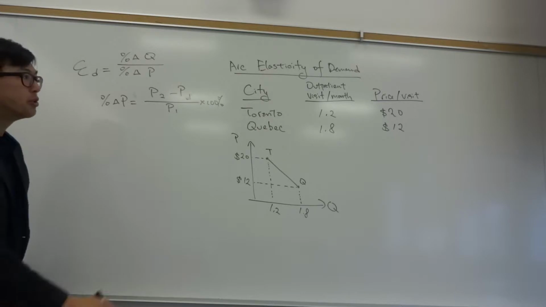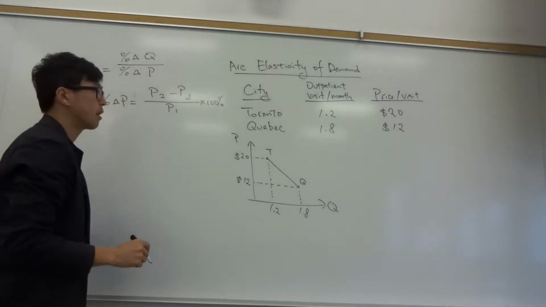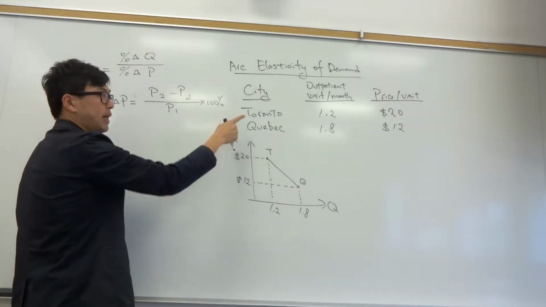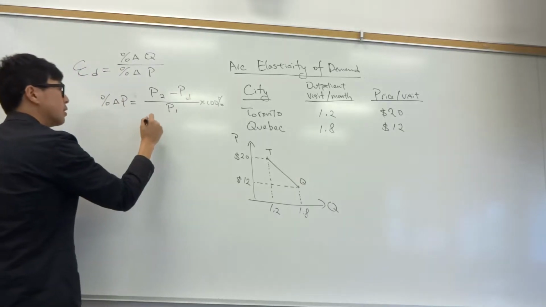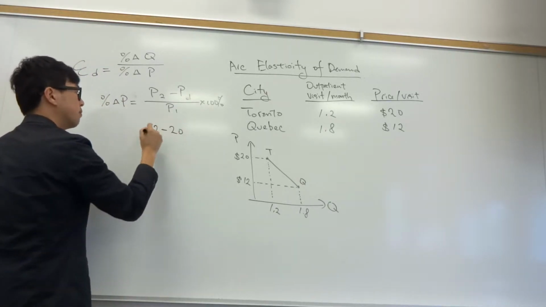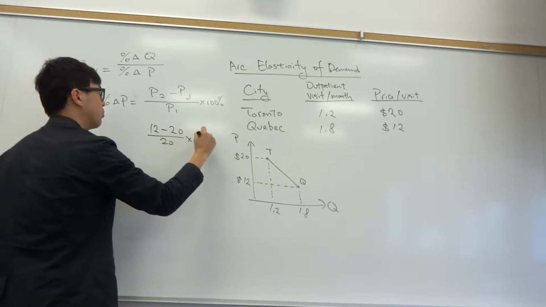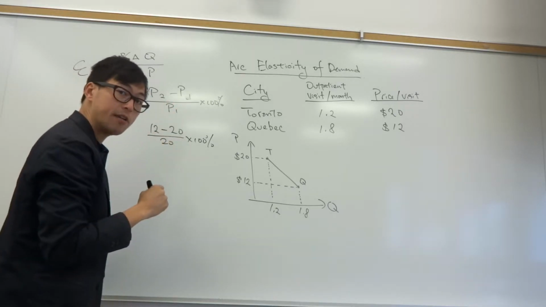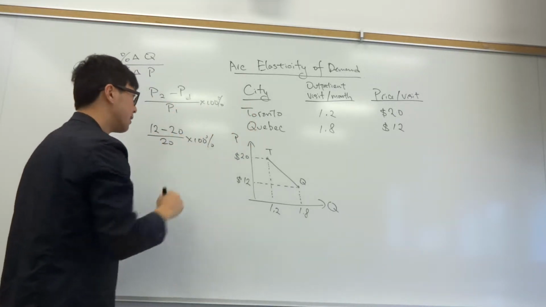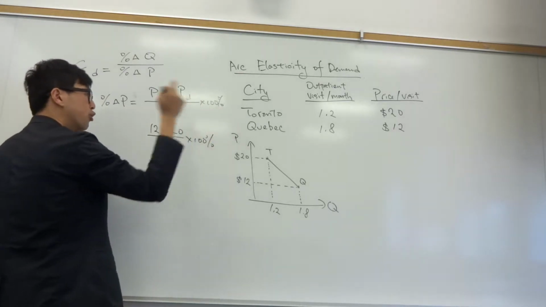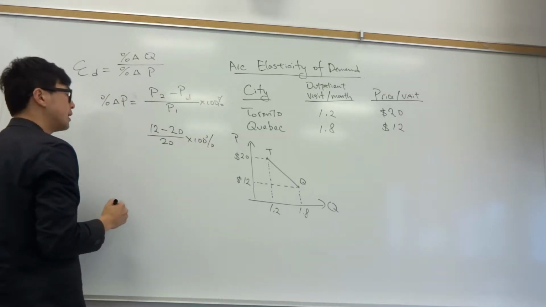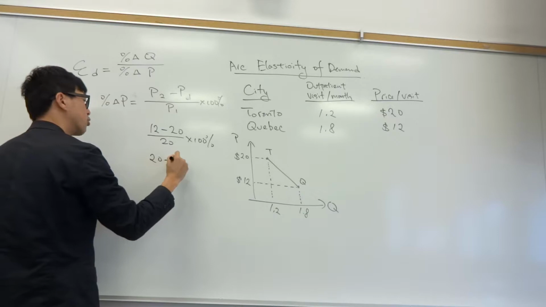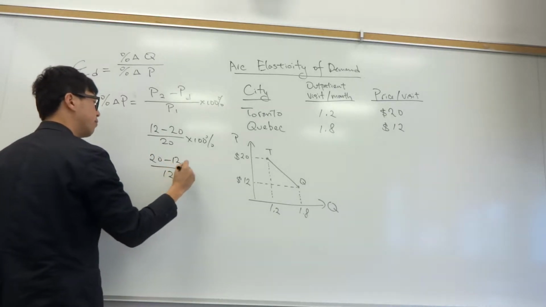Let's use this example here to illustrate. If I'm treating the price of Toronto as the old price and Quebec as the new price, so $12 minus $20 divided by $20 multiplied by 100%. This will give you a different result if I turn this around. Let's say I use the Quebec price as the new price and the Toronto price as the old price. So I will get 20 minus 12 divided by 12 multiplied by 100%.